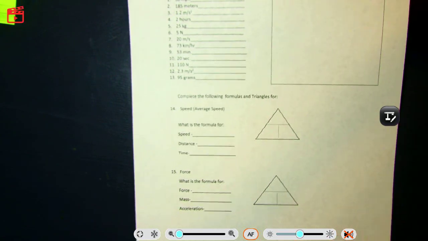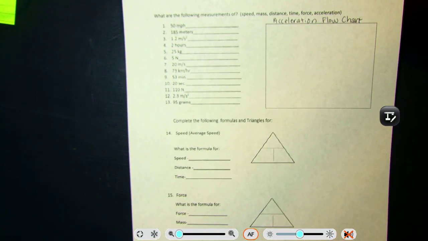And remember, I think both of these formulas, actually, I know force is on your reference sheet, your STAAR periodic table reference sheet. So if you cannot remember that, you can look it up there. But you need to get that done, get it completed, because that will be a grade.